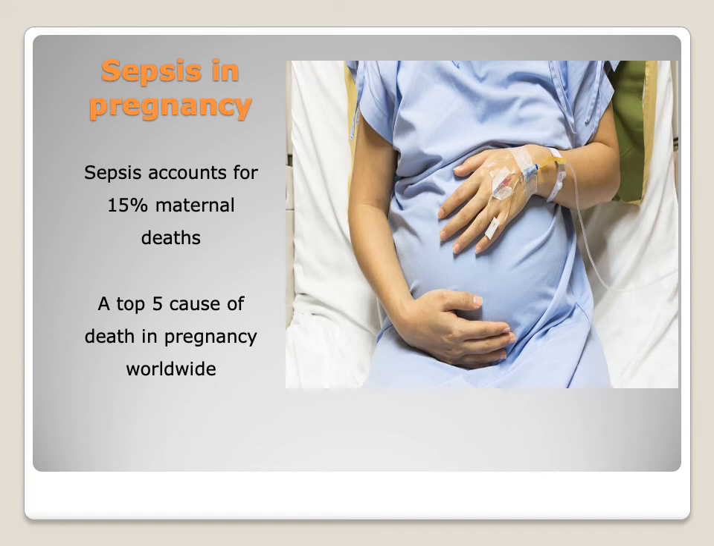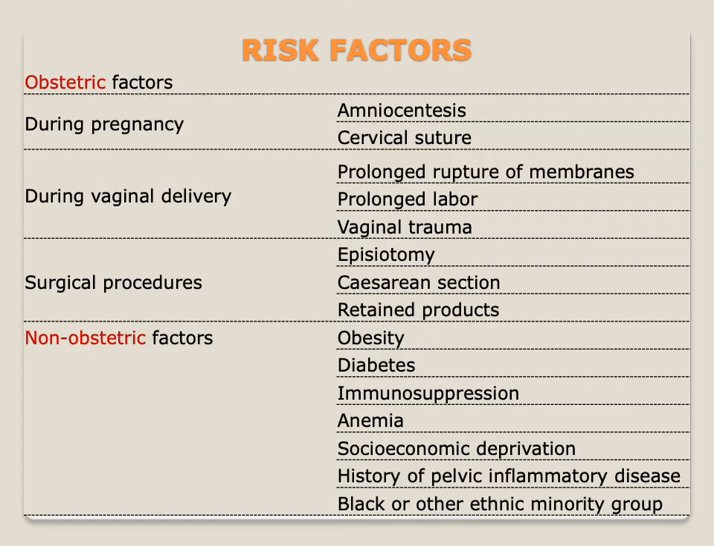In the next few slides, we're going to touch on sepsis in pregnancy. Sepsis accounts for 15% of maternal deaths and is among the top 5 causes of death in pregnancy worldwide. Risk factors are classified into obstetric factors and non-obstetric factors. Obstetric factors include amniocentesis, cervical suture, prolonged rupture of membranes, prolonged labor, vaginal trauma, episiotomy, cesarean section, and retained products. Non-obstetric factors include obesity, diabetes, immunosuppression, anemia, and socioeconomic deprivation.